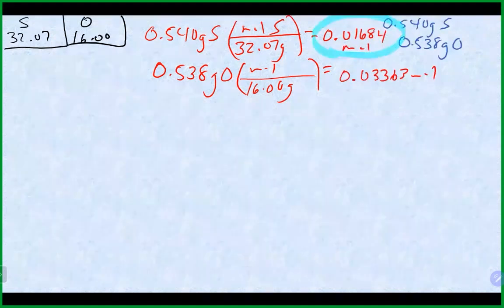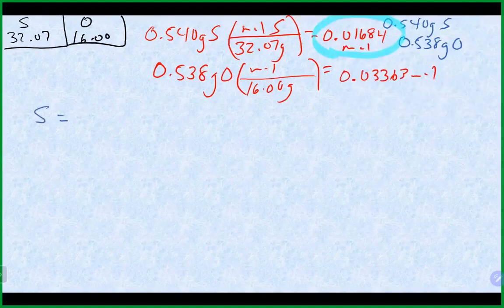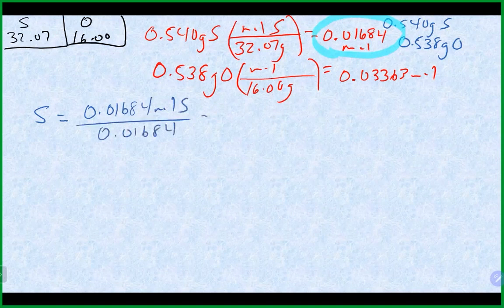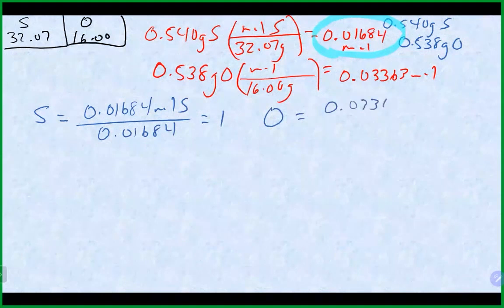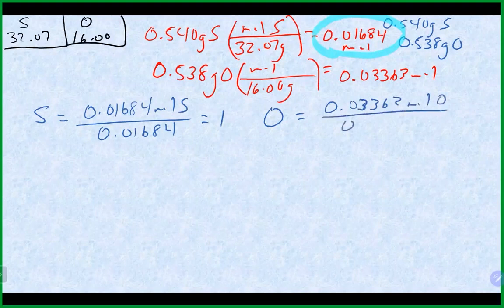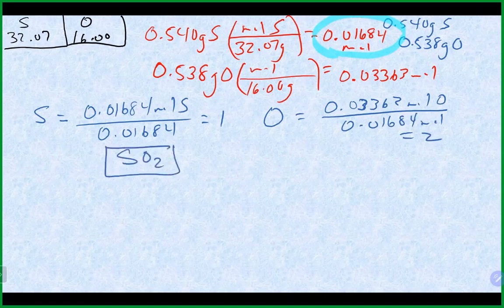In this particular case, the moles of sulfur is the smallest number, so we're going to divide everybody by the moles of sulfur. For sulfur, 0.01684 divided by 0.01684 equals 1. For the oxygen, 0.03363 moles of oxygen divided by 0.01684 gives us 2 in this case. That means we did hit whole numbers, so our empirical formula here would be SO2. Any questions on that one?